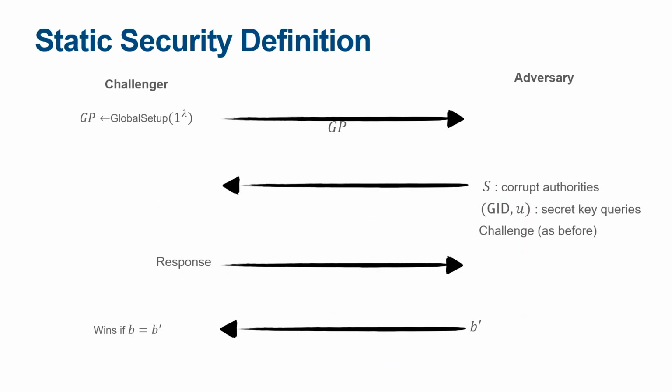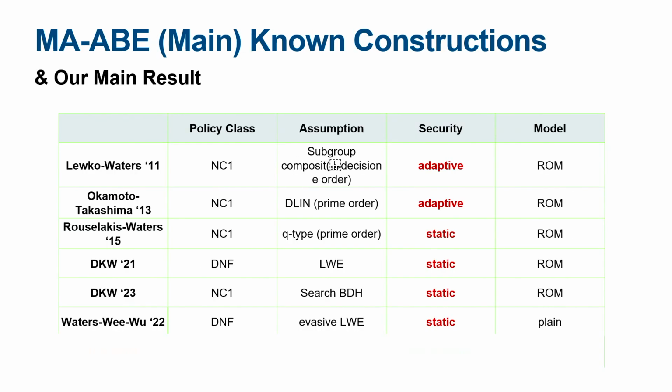And there's an even weaker security definition that we call static security, where the adversary just makes all choices in one go. He chooses everything once, he gets the response, and needs to decide what the challenge was. Okay, so this is the weakest definition. These are the known results.